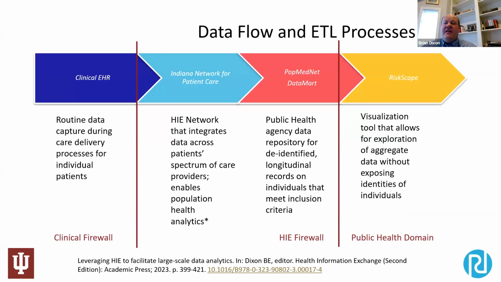Briefly, the data flow starts with data being captured in the health information systems that are being used in our clinics and hospitals. That then gets reported to our health information exchange, where we integrate the data. We then build on top of that a population management system or population health information system. In this case, it's called PopMedNet, which sits on top of it, which looks at de-identified case information for hypertension, diabetes, obesity, etc.